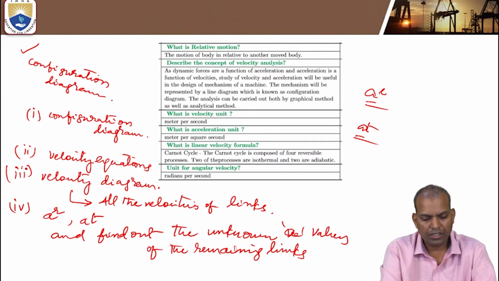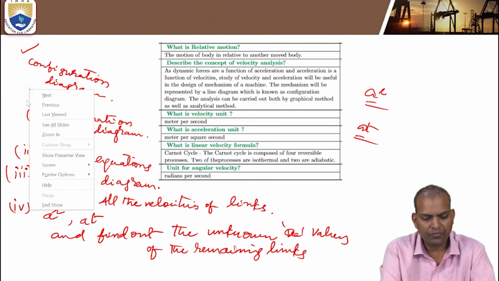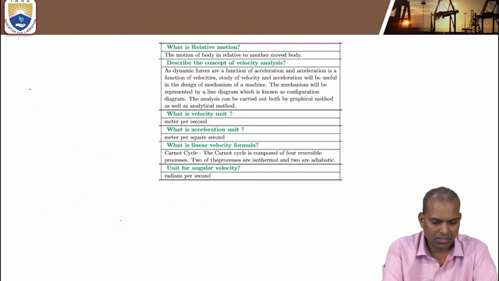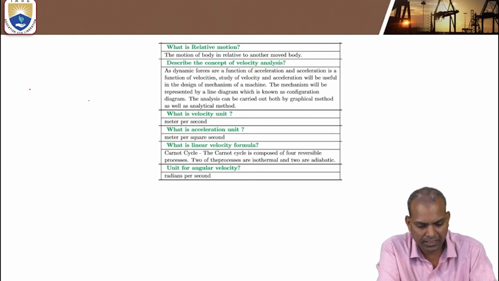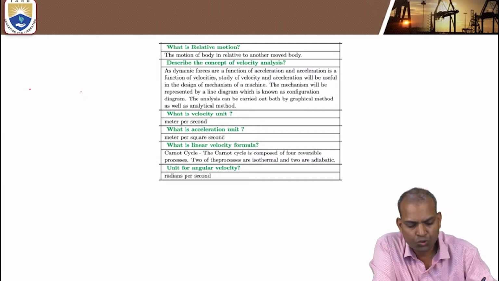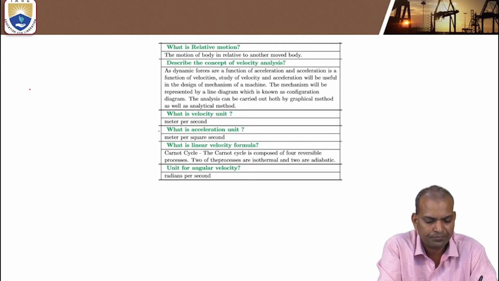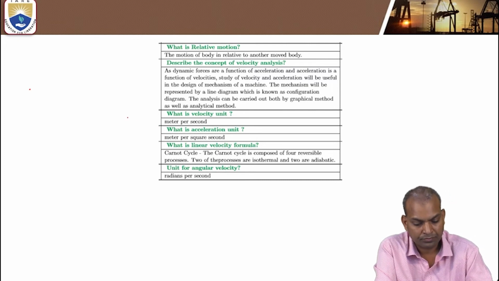Now, a very simple question: what is the unit of velocity? The unit of velocity is meter per second. Then what is the unit of acceleration? Meter per second square, the rate of change of velocity, meter per second per second. Next, what is linear velocity?